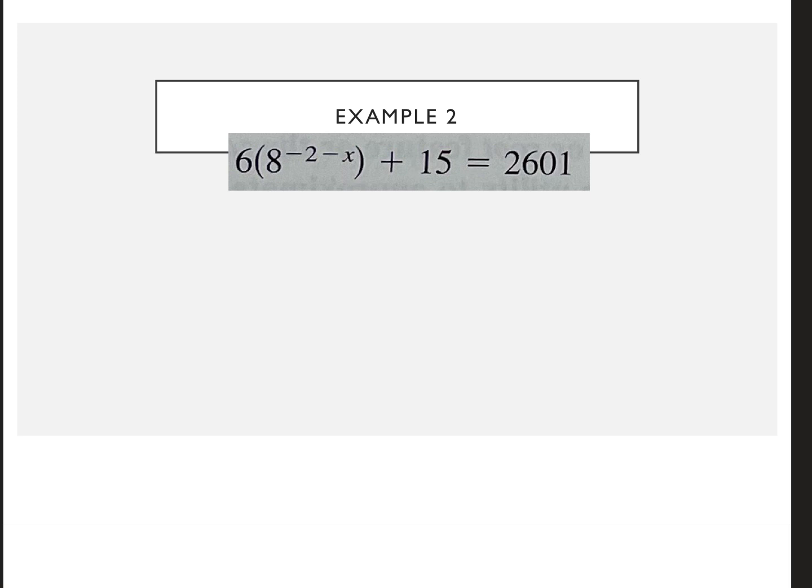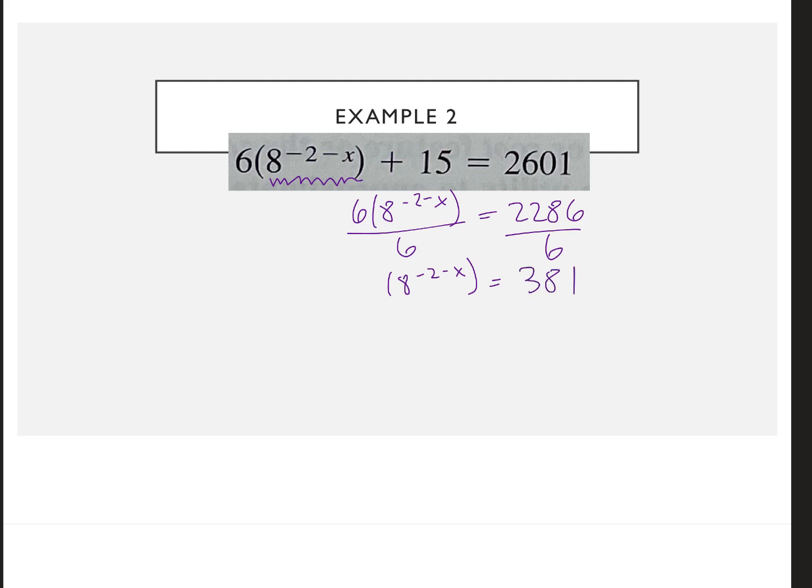Okay, so for this equation, the stuff that's here in the parentheses is the stuff that has the x on it. So I need to isolate that as much as I can. So first thing, I'm going to subtract 15 from both sides. And then I'm going to divide both sides by 6 and get 8 to the negative 2 minus x equals 381. And then I just know that I cannot get this to be written in base 8. So the only thing I can do is to write this in log form.